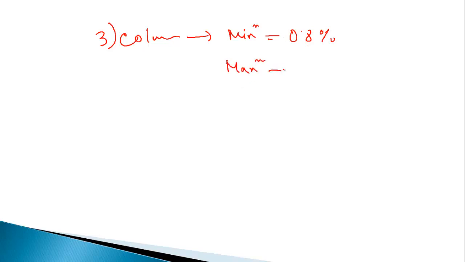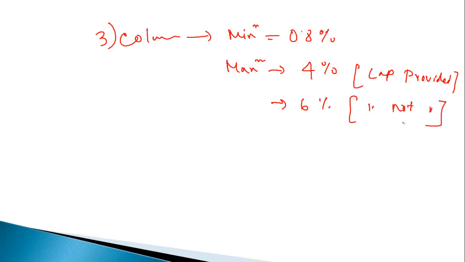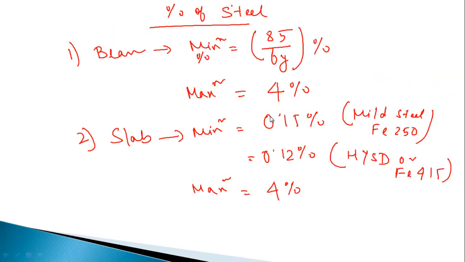And third, for column, minimum it's 0.8%, maximum it's 4% if lap reinforcement is provided, and 6% if lap is not provided. Okay, so these values are very important because one of the specifications may be asked in the examination, so please memorize it.